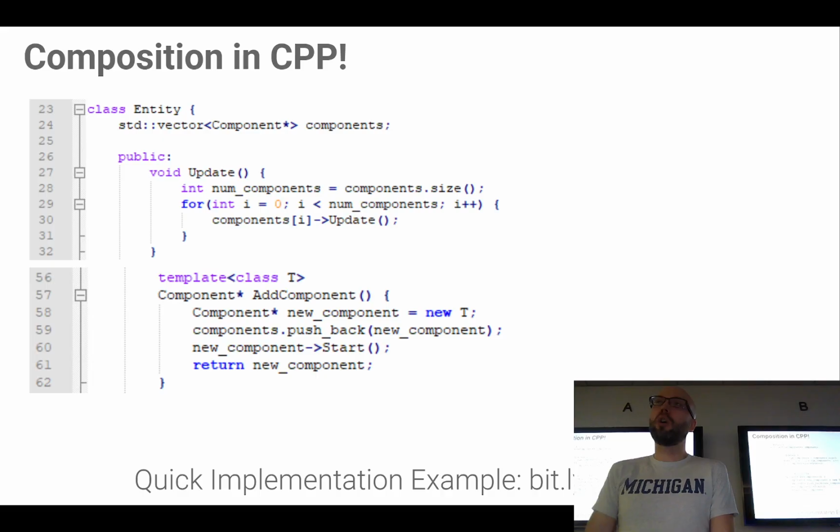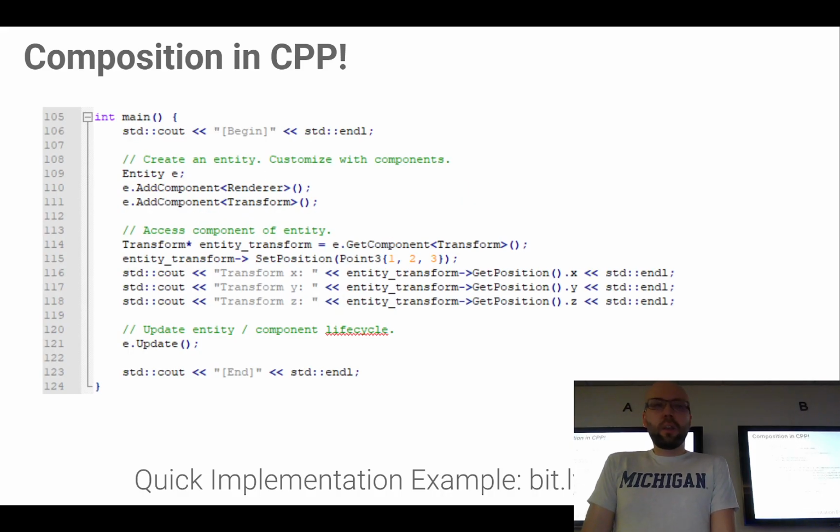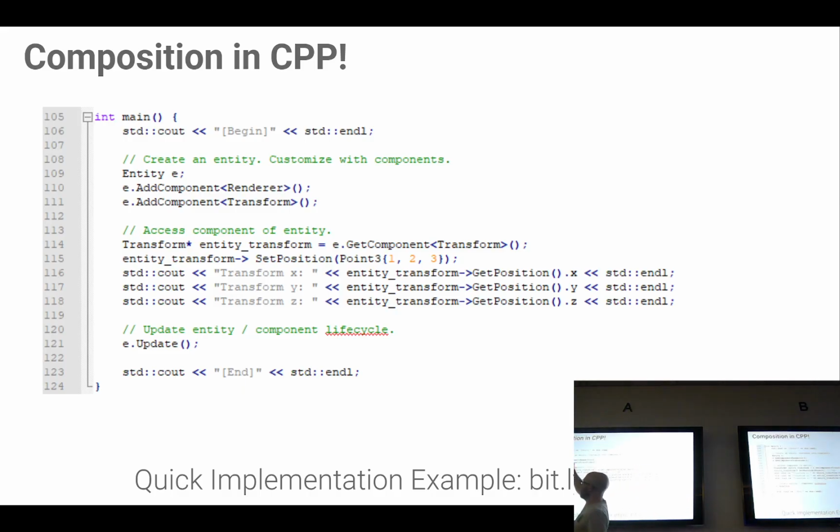And it's not that much code, all right? This is the main function where we can see all of this coming together. We create a new game object, we add a couple components to that game object, okay? We get a reference to the transform of the game object. We set a new position for that transform. We can see that it updated.